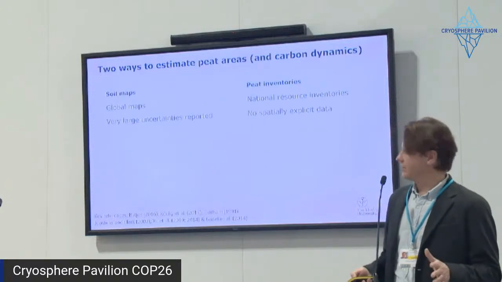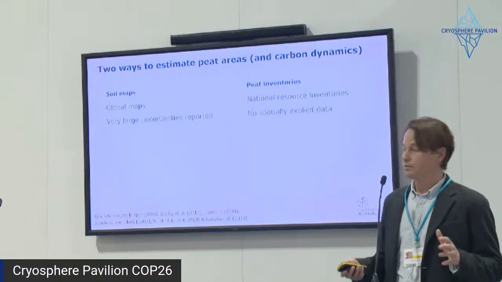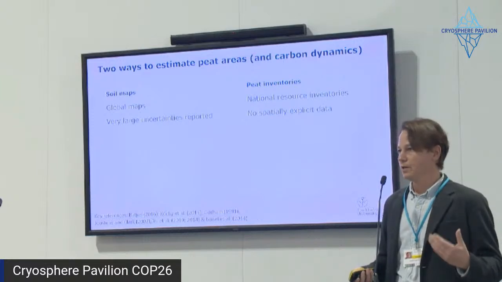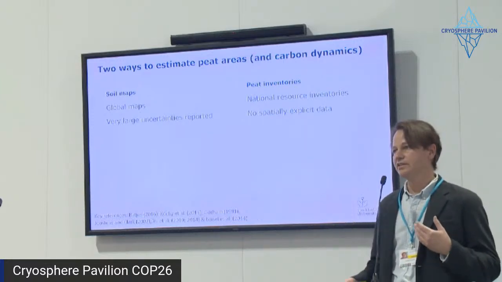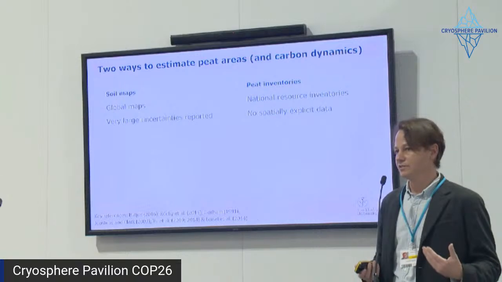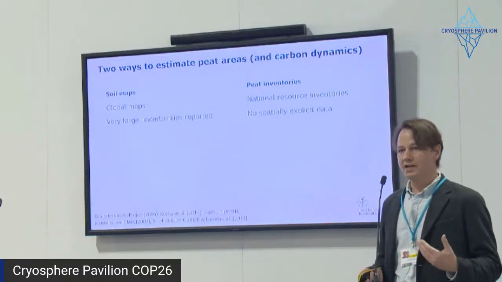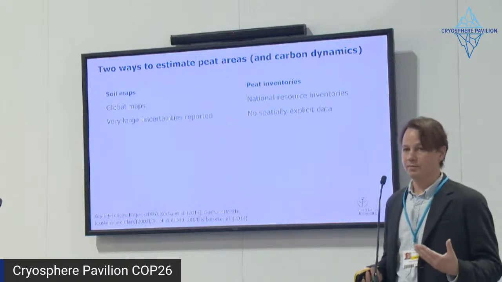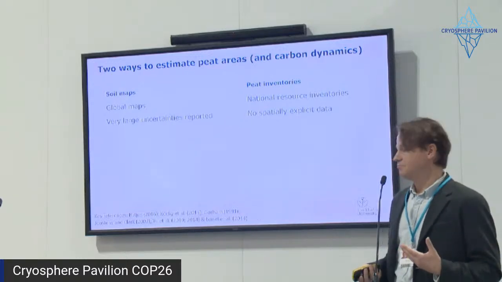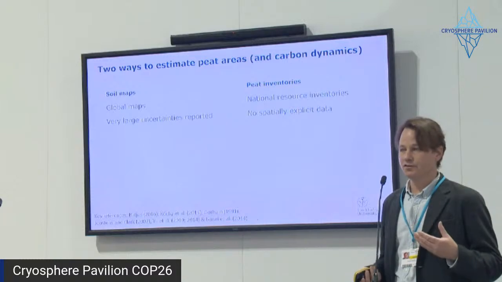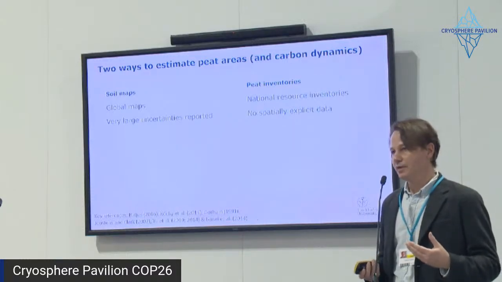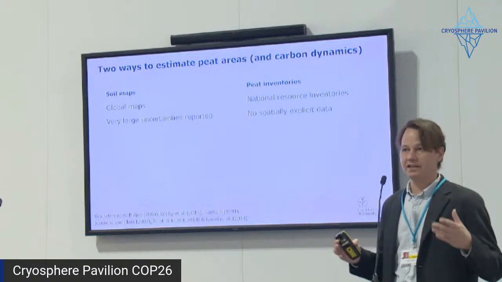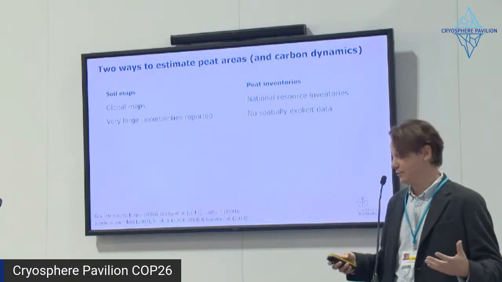So I already talked about this actually, but there are these two major ways to estimate peatland areas globally. And we really need to know peatland areas very well, and we need to know how much carbon is in the peatlands. We need to be able to scale the greenhouse gases somehow to get a budget for this. And the two ways we have to do this globally right now are either soil maps, which are global maps and report very large uncertainties in the extent of peatlands. And the problem here is that these are maps mapping all soils. They're not specifically targeting just peatlands to do the best work they can on peatlands, and they are very generalized.